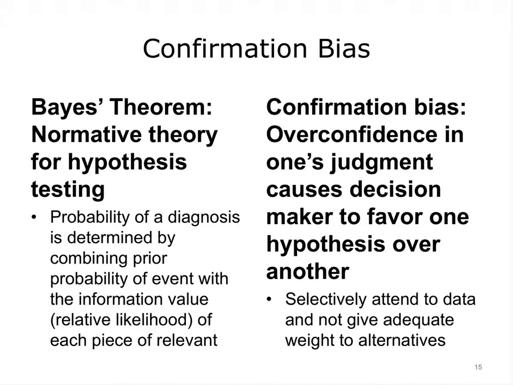Overconfidence in one's judgment causes the decision maker to favor one hypothesis over another. We may selectively attend to data and not give adequate weight to alternative possibilities.